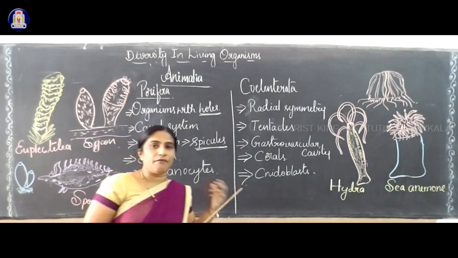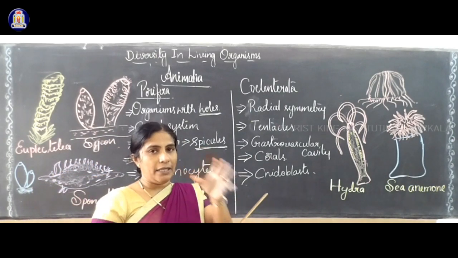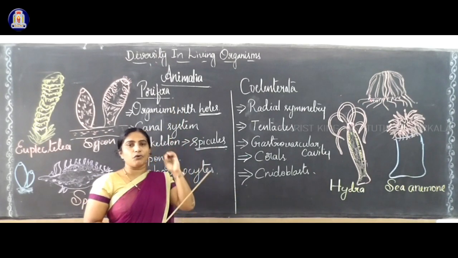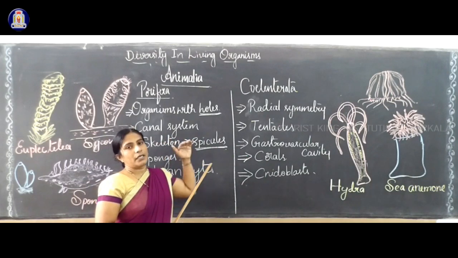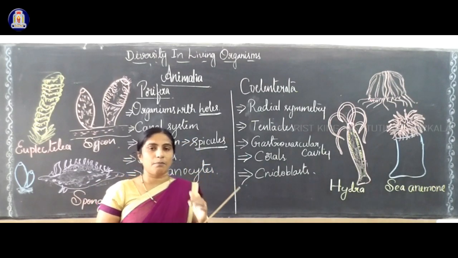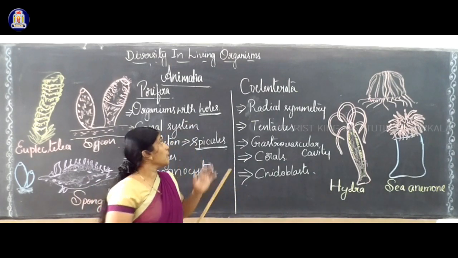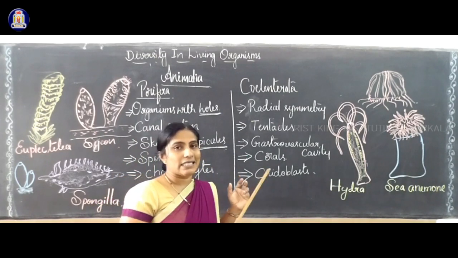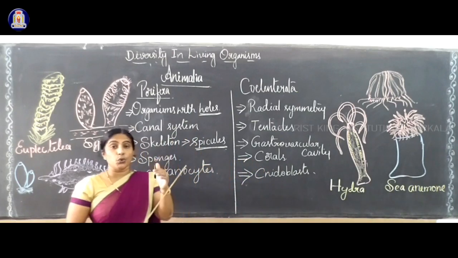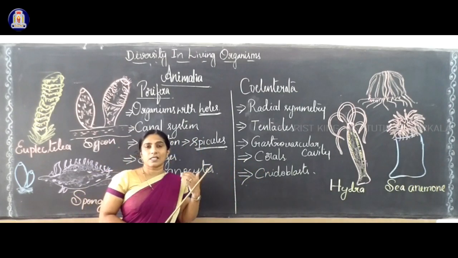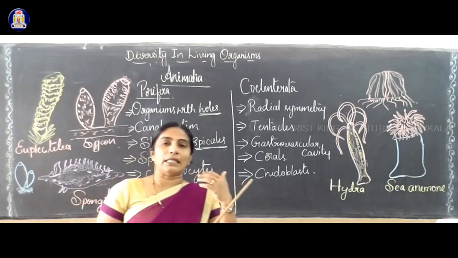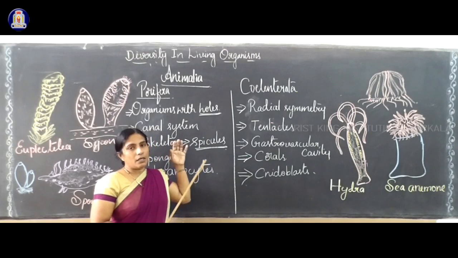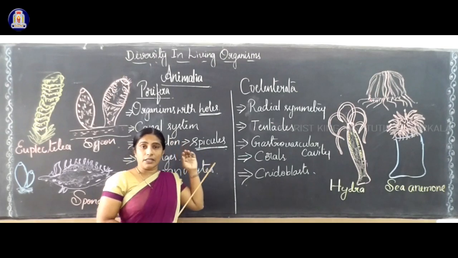Before studying Porifera and Coelenterata, in this group of animals we have to understand a few points, how we are dividing the groups and studying step by step. One, the main one: they lack a cell wall, so the cell wall is absent. The second one: eukaryotic, a definite nucleus is present. And they are heterotrophic. They depend upon others for nutrition. That is called heterotrophic.